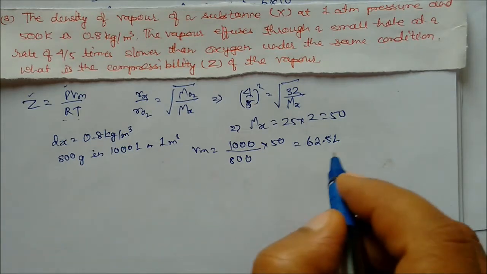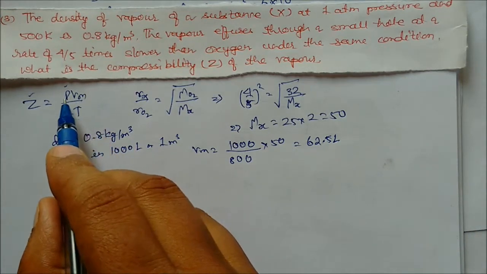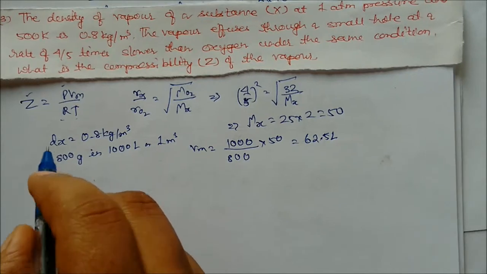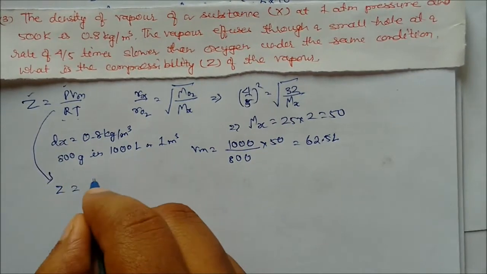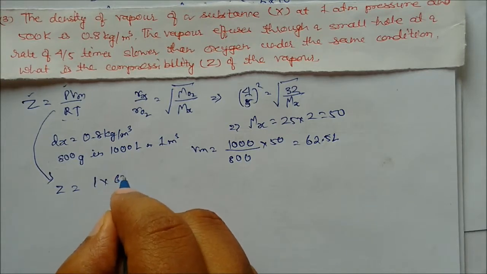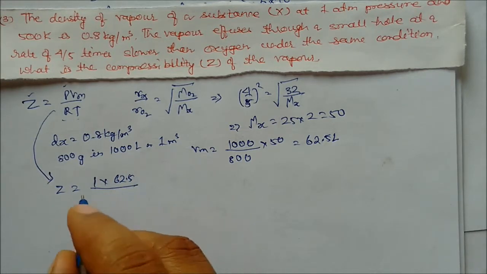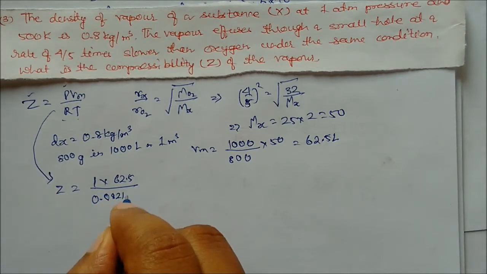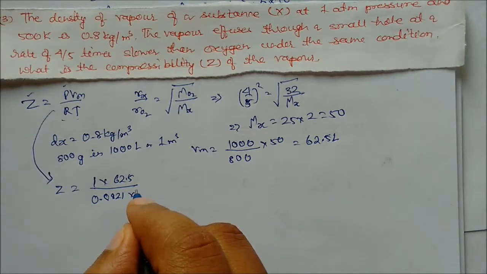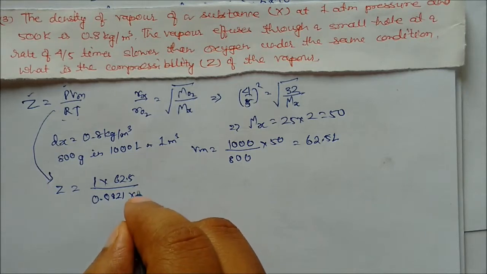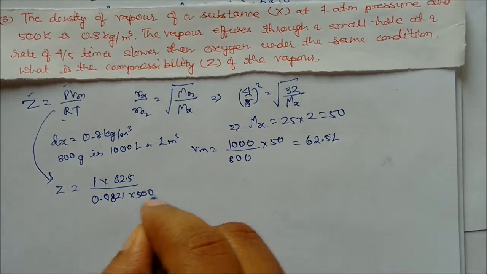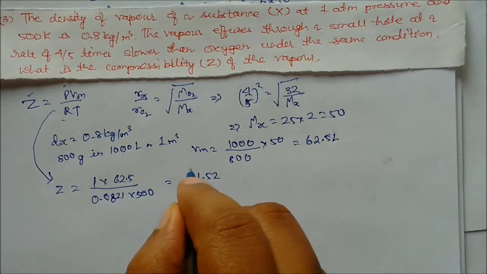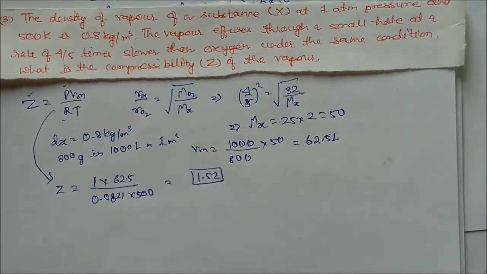Now we know the molar volume also, we know the pressure also. So we can write here Z is equal to pressure 1 times 62.5 as the molar volume, and R we know is 0.0821 multiplied by the temperature 500 Kelvin. So after solving, we'll get 1 by 1.52. This is the answer.